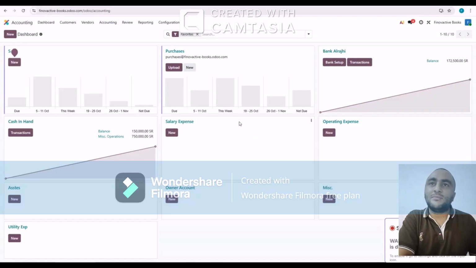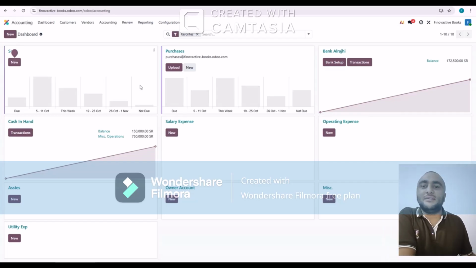Hi and welcome to our second last session. In this session I will show you how to see the reports and how Odoo reporting works, how to report to management if something comes up.